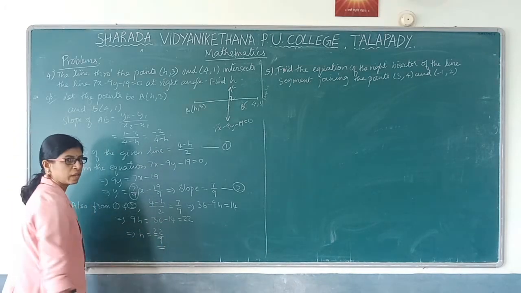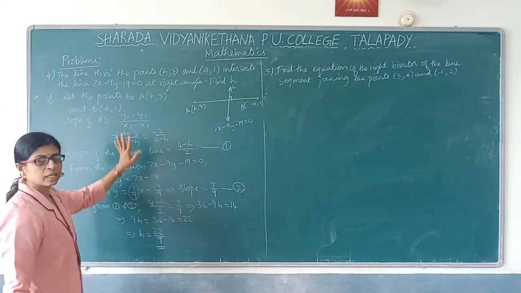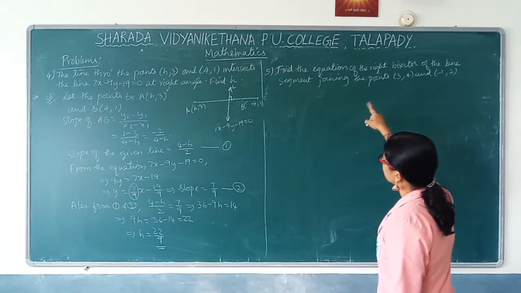So we got the h value as 22 by 9. Okay, so that is the required value. So we get the value of h as 22 by 9. Now go to the next question.